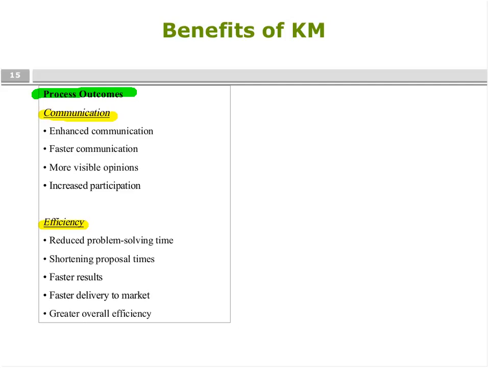In communication, the benefits of knowledge management realize enhanced communication, faster communication, more visible opinions, increased participation. So when you have knowledge management processes in place, the communication enhances. Reduced problem solving time, because when the knowledge is shared and managed, then everybody accesses the required knowledge. So there is a reduced time for problem solving. Shortening proposal times. People get in touch with each other easily. Faster results, faster delivery to market, and greater overall efficiency. All these are minor results of knowledge management.